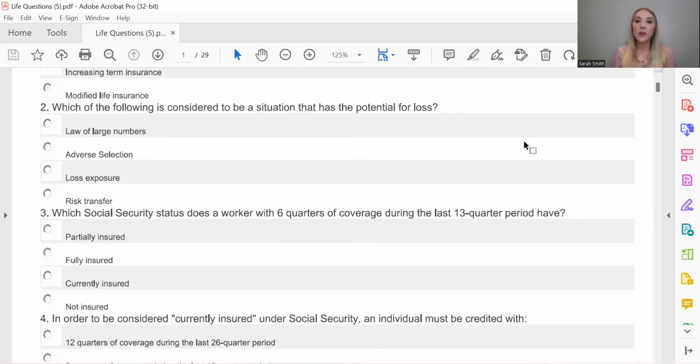2, which of the following is considered to be a situation that has the potential for loss? If you said loss exposure, you would be correct. Now, let's say you're terrified of getting in a car accident.